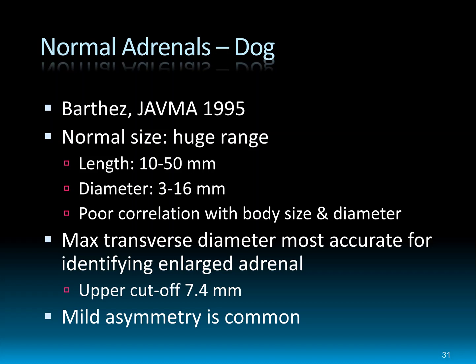So what they did find was that diameter was a little bit more useful, a little bit more constant for measuring. And this first study found that there wasn't a very good correlation between body size and diameter either, and so they postulated that, well, it doesn't really matter what size the dog is, we can just create a cutoff for what the adrenal size should be. And they said 7.4 millimeters was a good cutoff for identifying an enlarged adrenal gland. So everything 7.4 and less was okay. If it was bigger than 7.4 millimeters, it was too big.